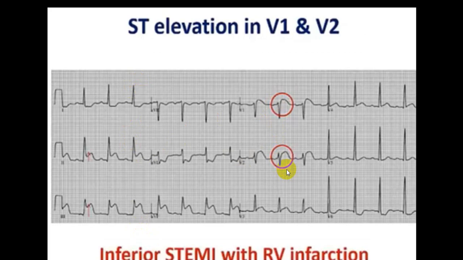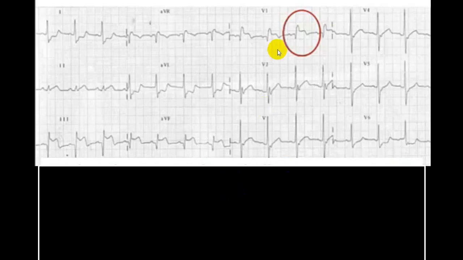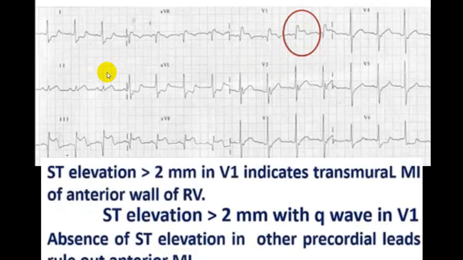Suspect RVMI with inferior wall MI. Again, V1 is ST elevated, in favor of RVMI. ST elevation of more than 2 millimeters in V1, in the absence of ST elevation in other precordial leads, rules out anterior wall MI, because whenever you get anterior wall MI, you will have ST depression in multiple leads, lead 1, aVL. So do keep it in mind.